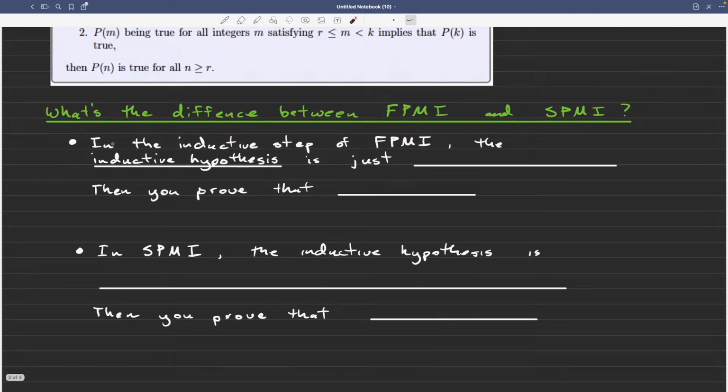So what's the difference between the first principle and the second principle? So in the inductive step of the first principle of mathematical induction, the inductive hypothesis is just that P of K is true.